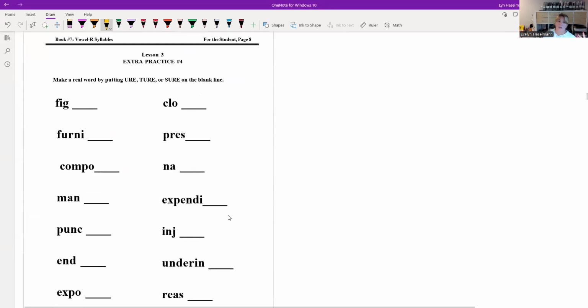Make a real word by putting T-U-R-E, U-R-E, or S-U-R-E. So the answers for this are going to be figure, closure, furniture, pressure, composure, nature, manure. Seems like a weird word. Manure, manure. It's got to be manure.